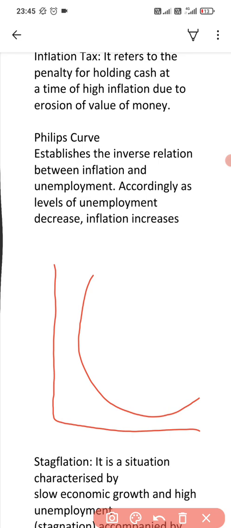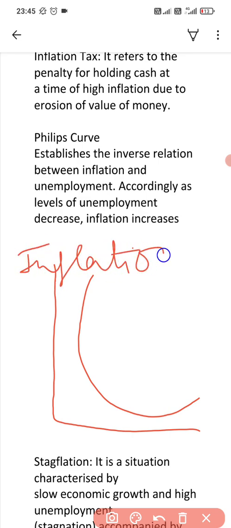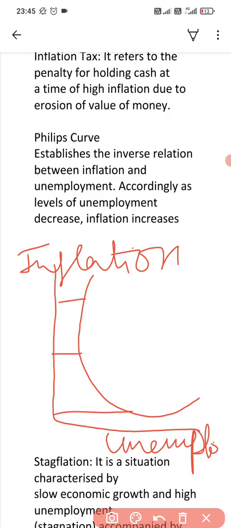Okay, so here it's inflation and here it's unemployment. So the inflation increases like 10, 20, 30. So more the inflation, less the rate of unemployment. Okay, it's something like this.